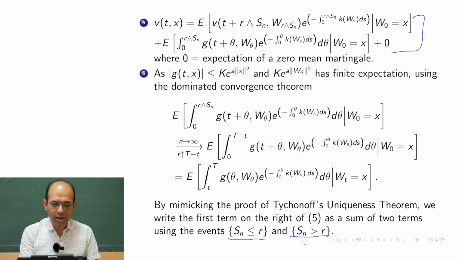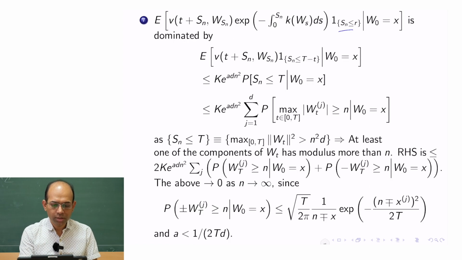So here look at equation number 5. In the 5 you have r minimum Sn, and that thing we are writing down as v of t plus Sn comma W Sn into e to the power of minus integration 0 to Sn k Ws ds, indicator Sn less than or equal to r given W0 is equal to x. So this is dominated by, so now we are going to get some domination of these, but before that let us clarify what are the other terms I am not writing here.